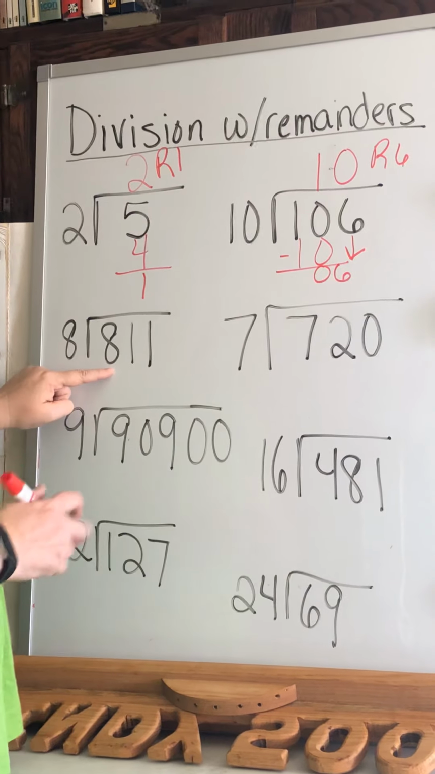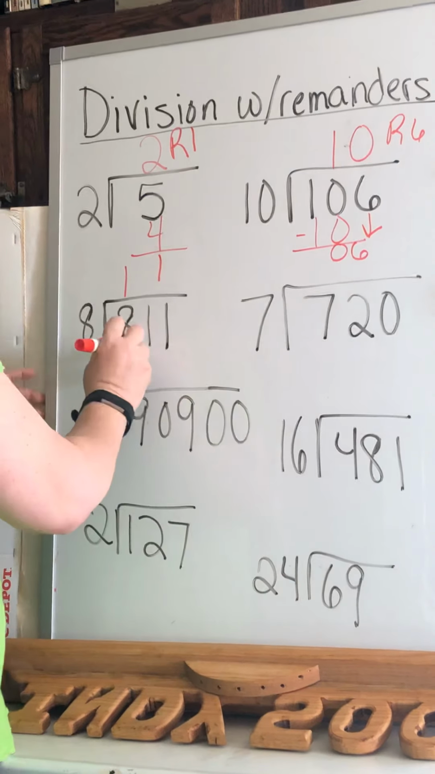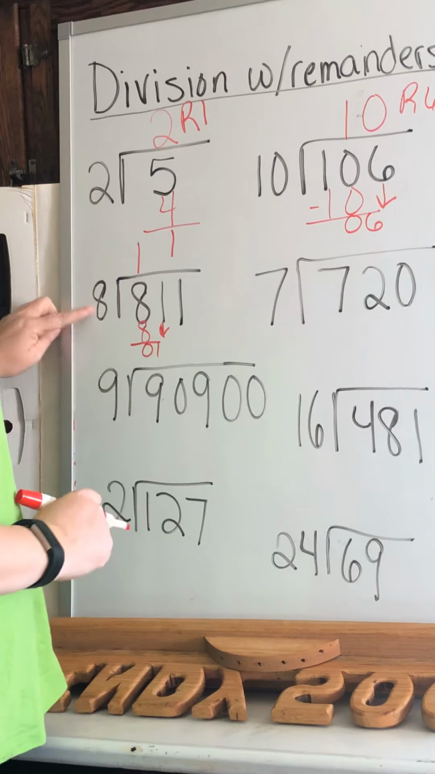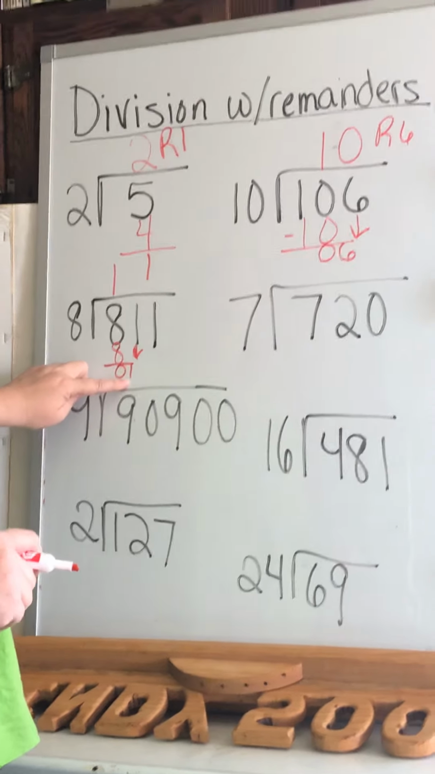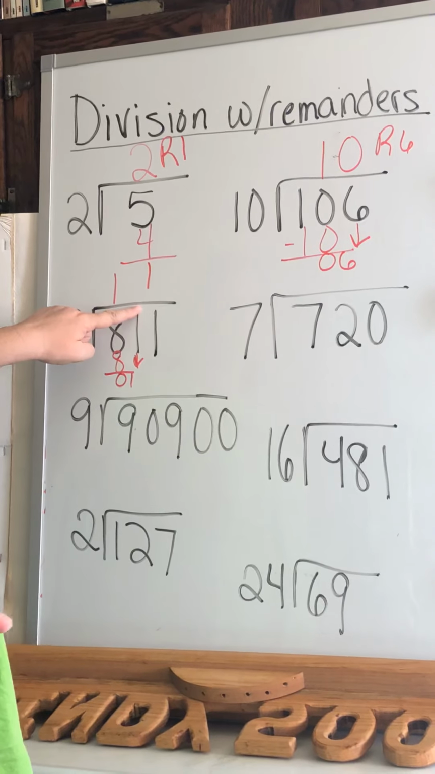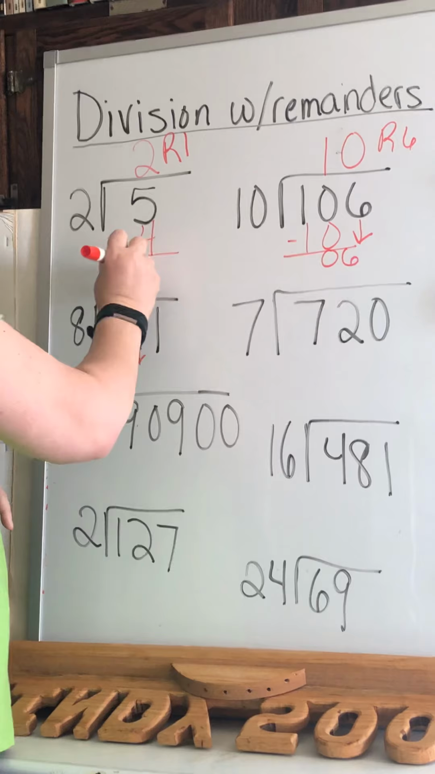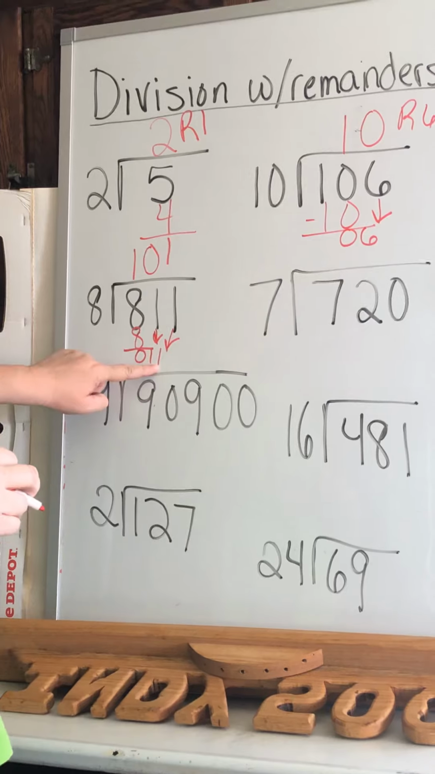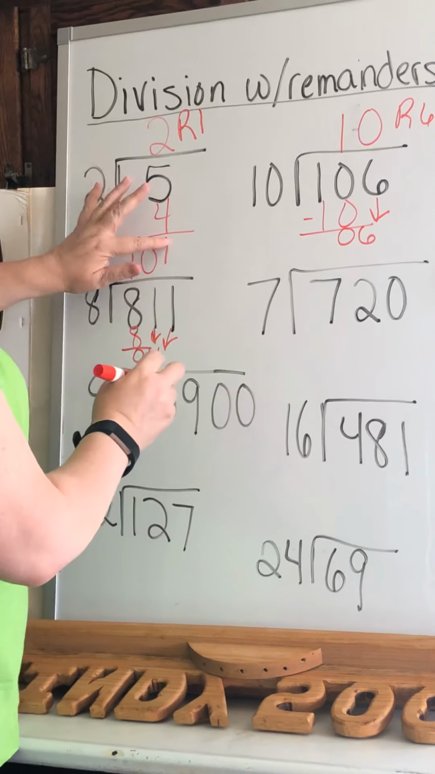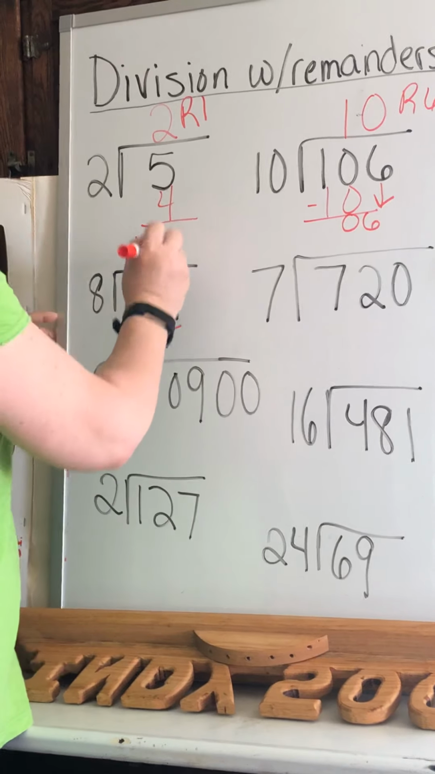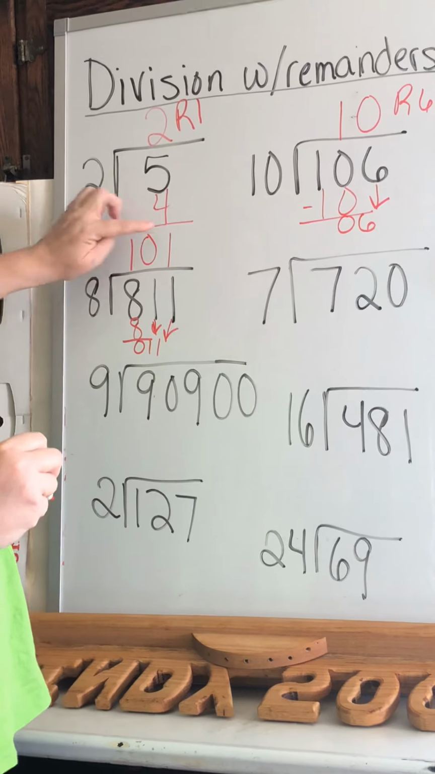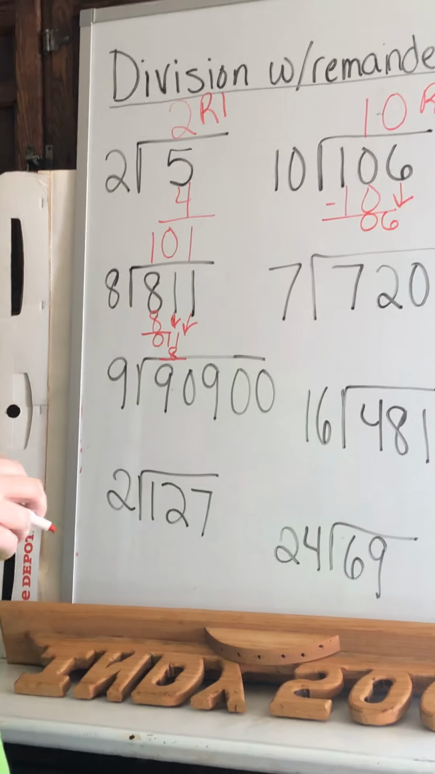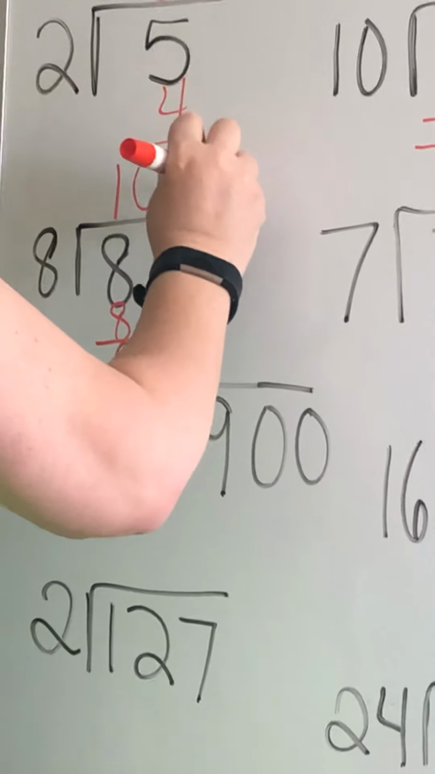8 divided into 8 goes once. 8 times 1 is 8, so we have nothing left over. We're going to pull this 1 down right here. Well, 8 cannot go into 1, so we have to put something here. We can't just skip it, okay? We're going to put a 0 right there. We're going to pull this other 1 down beside it. 8 can go into 11 one time. I'm going to get rid of this 1 so we don't get confused. So I'm going to put the 1 right there. Well, 8 times 1 is 8. 11 minus 8 is 3. So we'll put a remainder 3.